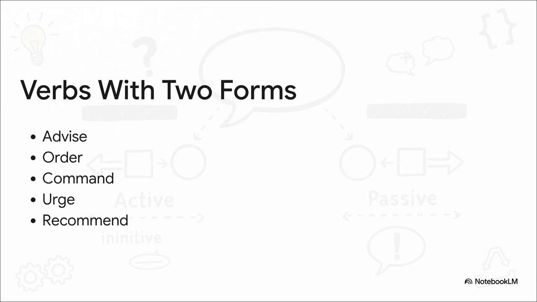This is where we level up, because certain verbs actually give us not one, but 2 distinct passive options. Now, not all verbs have this superpower, but the ones here do. We're talking about verbs like advise, beg, order, command, urge, recommend, and sometimes request. When you use these specific verbs in the active voice, they unlock a special secondary sentence structure when you switch them to the passive voice.